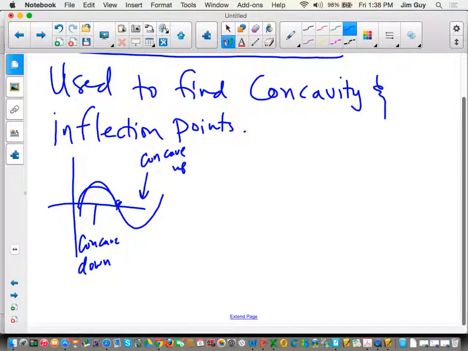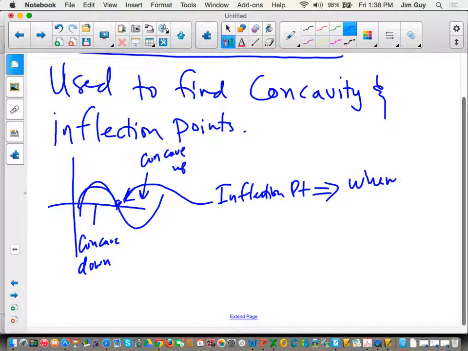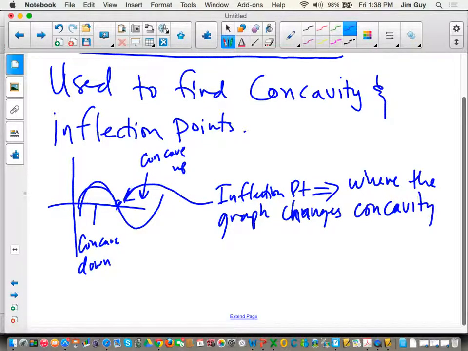Where it changes concavity, guess what we call that? Point of inflection. Yeah, this is a point of inflection, or inflection point. So the definition of inflection point is where it changes concavity. So where the graph changes concavity, that's an inflection point.